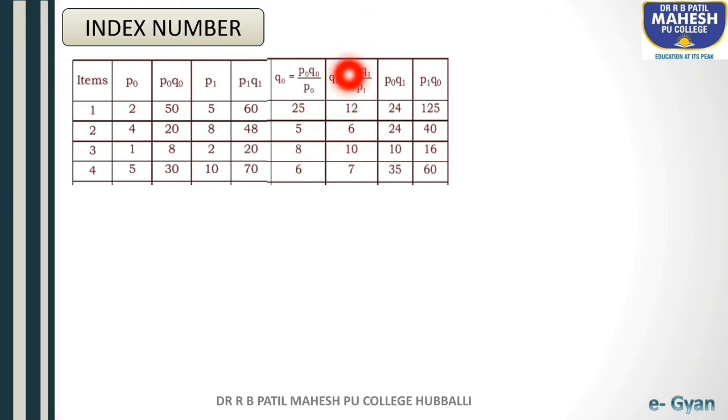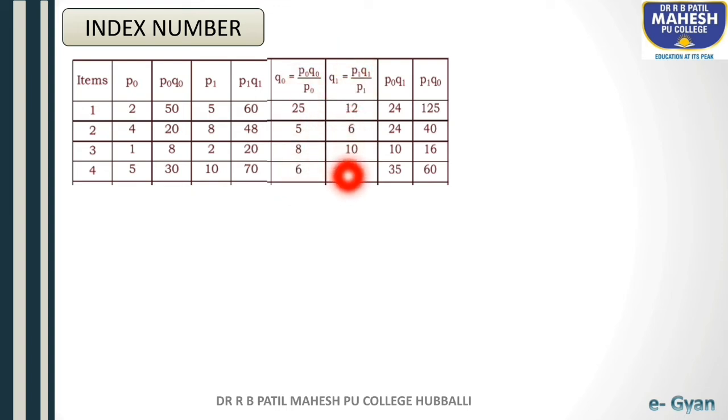In the same way, find the current year quantities. The formula is the same: quantity means expenditure divided by price. So current year expenditure divided by current year price, P1 Q1 divided by P1. 60 divided by 5 is 12. 48 divided by 8 is 6. 20 divided by 2 is 10. Then 70 divided by 10 is 7. So these are the current year quantities. Now we know base year and current year quantities.